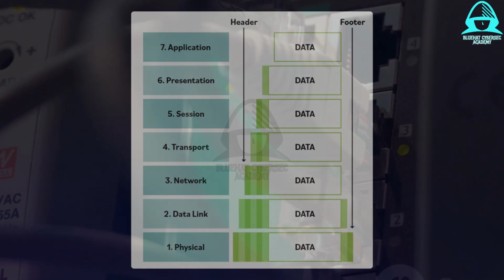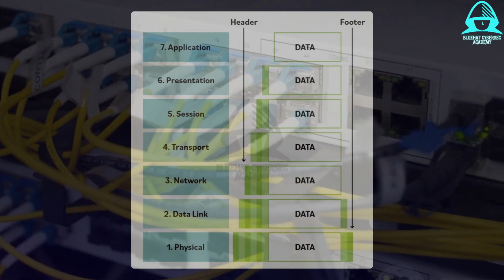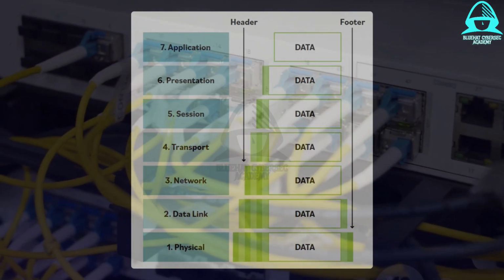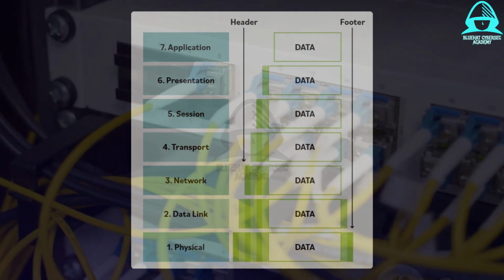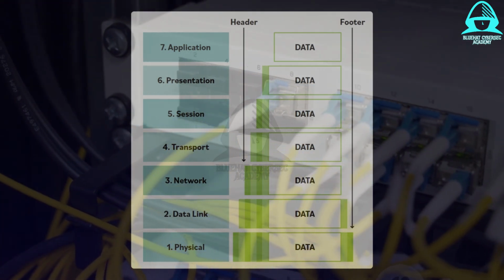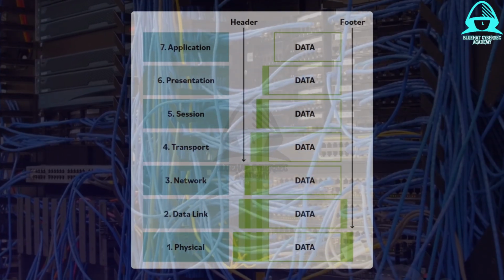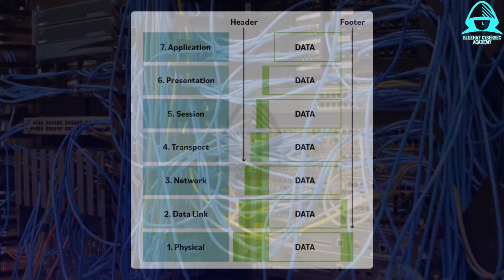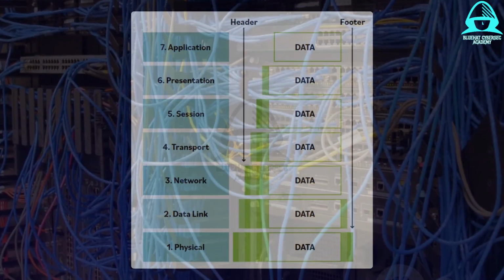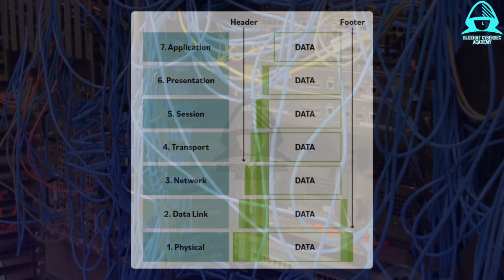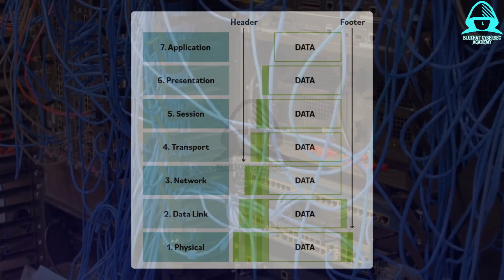However, each layer has the potential to perform encapsulation. Encapsulation is the addition of header and possibly footer, or trailer, data by a protocol used at that layer of the OSI model. Encapsulation is particularly important when discussing transport, network, and data link layers, so layers 2 through 4, which all generally include some form of header.